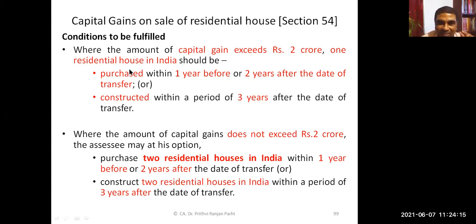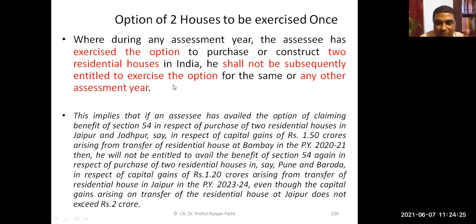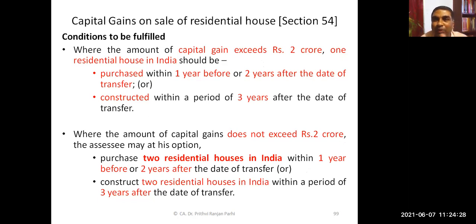That means in this case, the assessee should have purchased one residential house in India within 1 year before or 2 years after the date of transfer. Suppose today the house is transferred, at least 1 year before or 2 years after, another residential house must have been purchased. How many houses? One house. Or if constructing the house, then it must have been constructed within 3 years after the date of acquisition. Did you understand this?